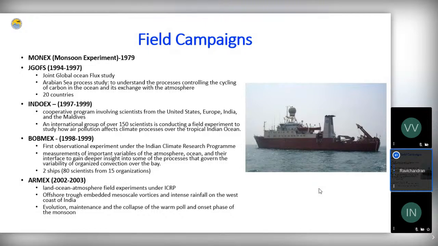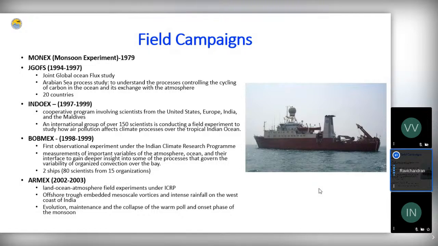And INDOEX also started in 1997 to 99. It is basically a cooperative program involving scientists from many countries, and India is also a partner. Over 150 scientists from this international group participated in this field experiment to study how air pollution affects climate processes over the tropical Indian Ocean.